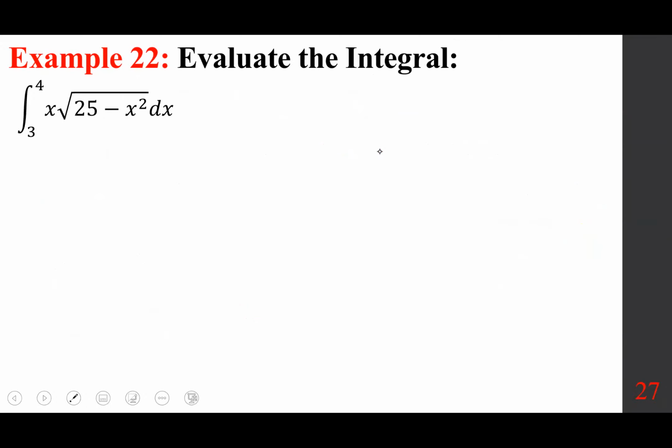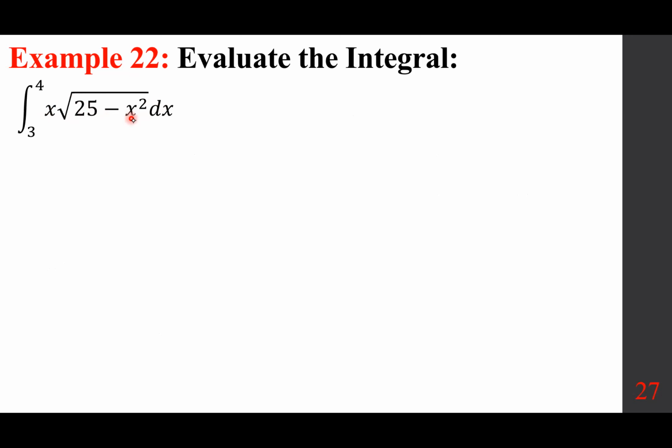We want to evaluate the integral. The purpose of that is to remind you of how we deal with definite integrals, where substitution is in order, and here's how we deal with that. First of all, this is a polynomial. This is times 25 minus x squared to the power of 1/2.